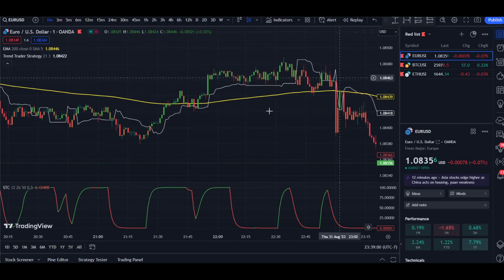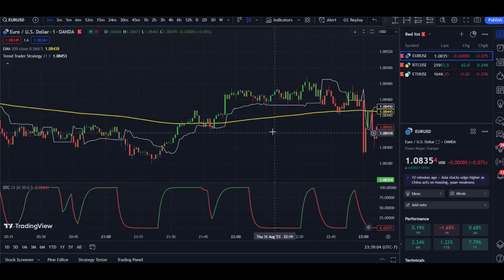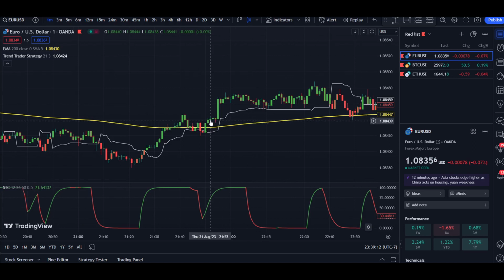All right, so for this strategy, this is another trending strategy. The first thing that we're going to be identifying is whether or not the price action is above or below the 200 EMA. Once we see that the price action is closing above the 200 EMA, we're going to wait to see if it's trending above the Trend Trader strategy. Once this occurs, we're going to identify if the STC is in the green. If all these conditions have been met, we can take our first long position.